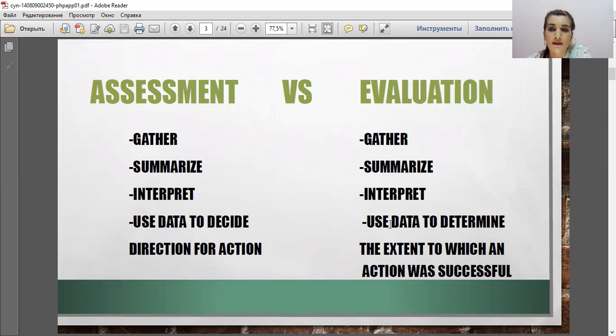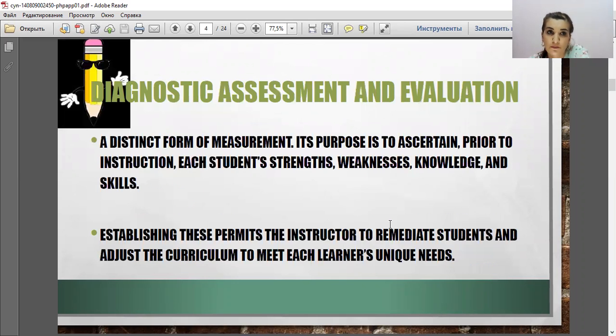So, assessment and evaluation. In this case, we could see here differences and similarities for gathering, summarizing, interpreting, and of course, in assessment, we use data to decide, and for the evaluation, use data to determine the knowledge of the students, and for the assessment, direction for actions, and for the evaluation, the extent to which an action was successful.